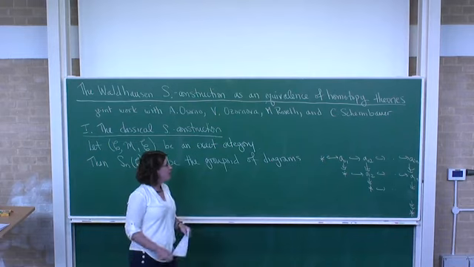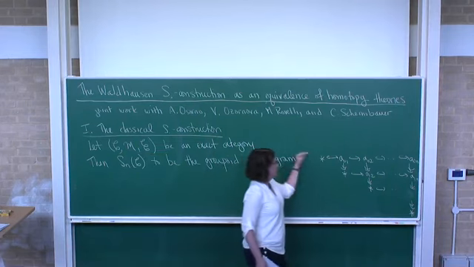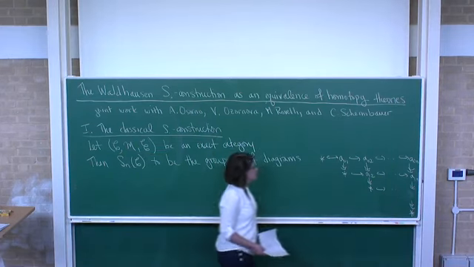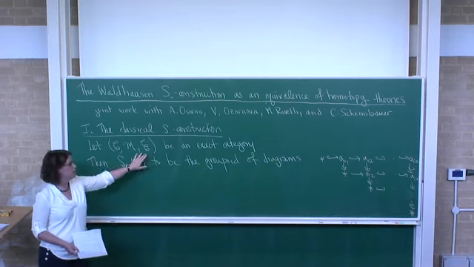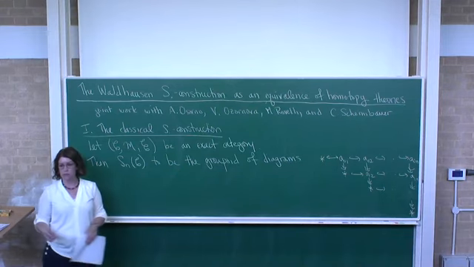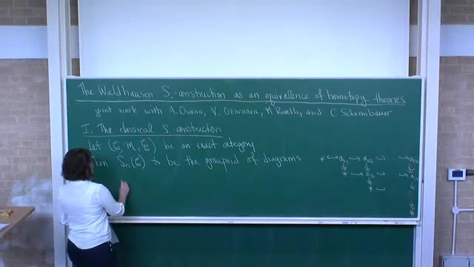Okay, so we have things like this. All the horizontal arrows are in M, our vertical morphisms are in E, and we want all the squares to be bicartesian, so both pullback and push-out squares.